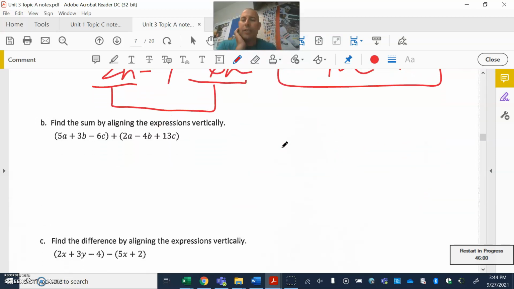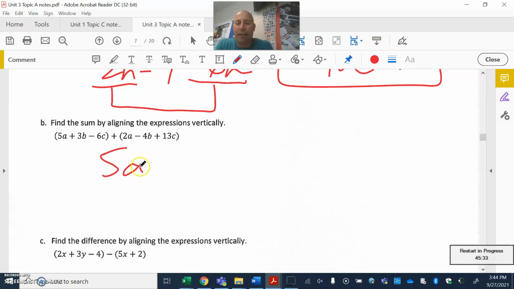All right. Next one here, it says find the sum by aligning the expressions vertically. Okay, so one of the techniques that you can use here is actually by stacking the like terms right underneath each other. I'll be honest, not a big fan of it because it's just not how you're going to use it moving forward. I'd much rather you get into it now than have to switch techniques a year down the road. But we'll show you what they're after.